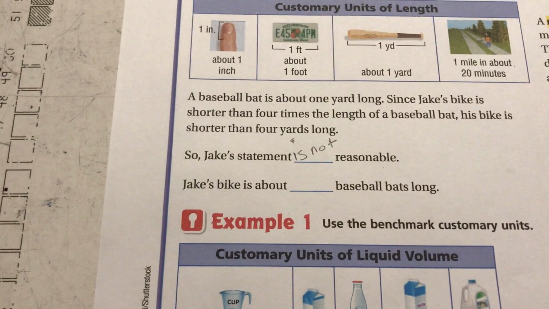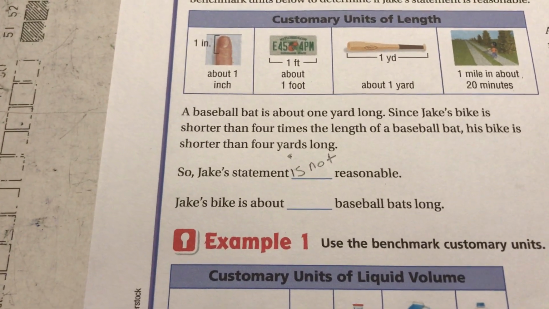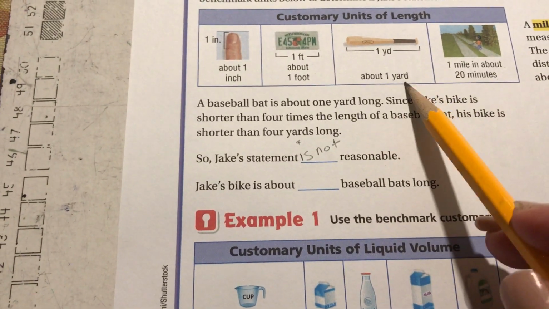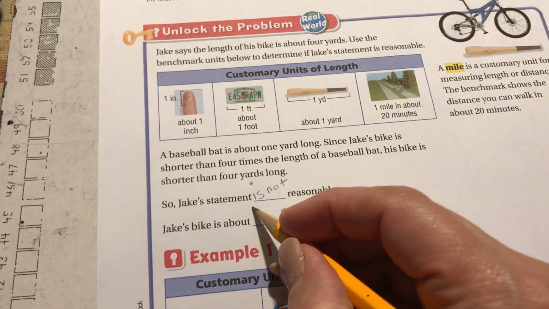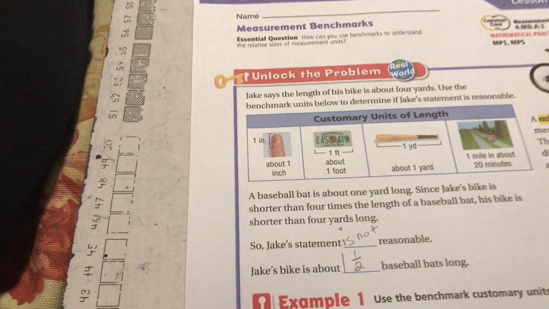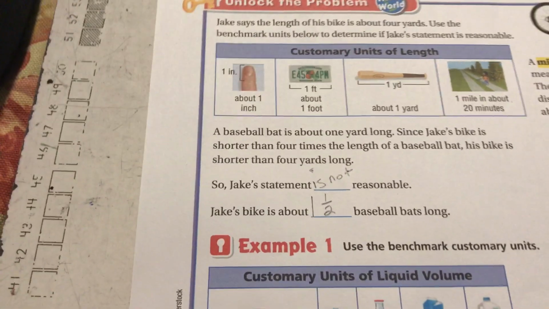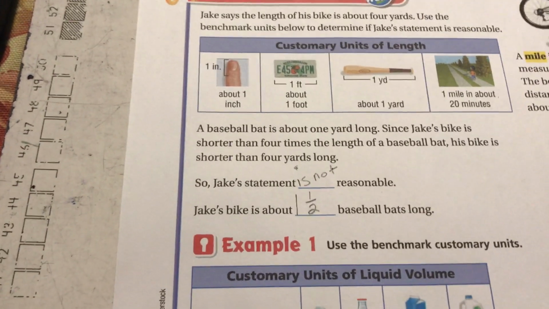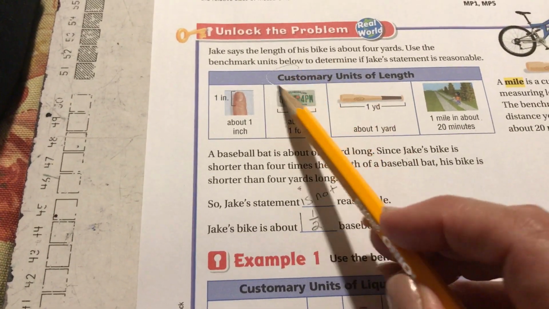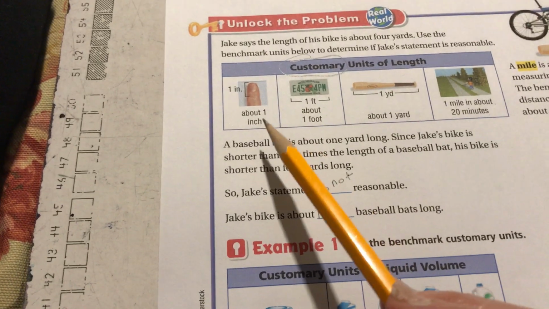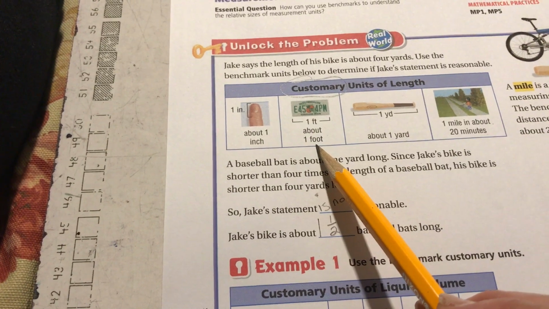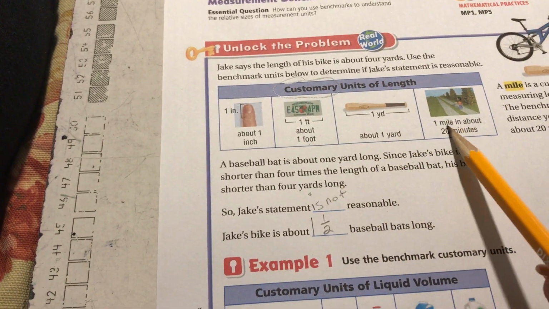Jake's bike is about how many baseball bats long? Well, you know it's got to be a little bit longer than the baseball bat. So it's about one baseball bat and another half of another one. So it's about 1.5 baseball bats long. Okay? So that's for length. Again, for length, the customary units, what we use in the United States to measure how long something is, are inch, foot or feet when it's more than one, yard, or mile.